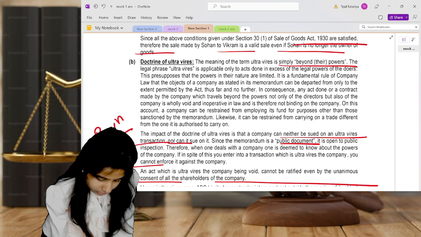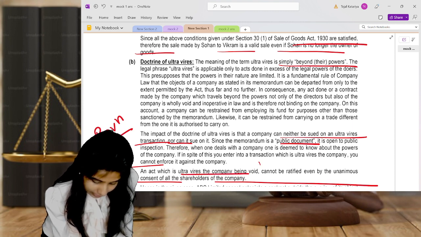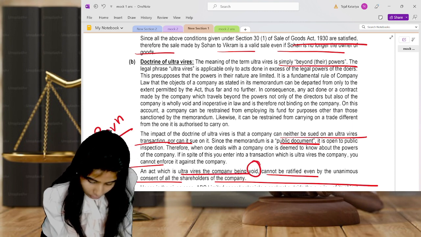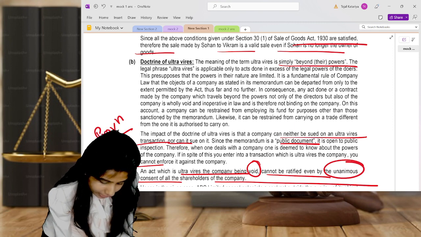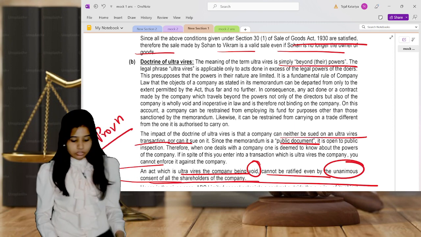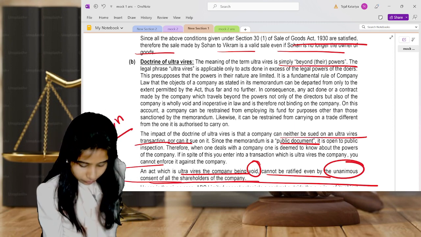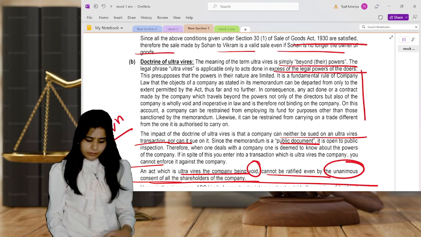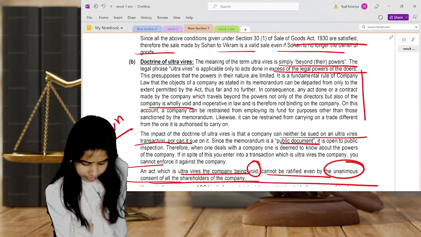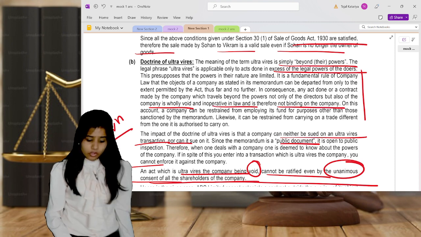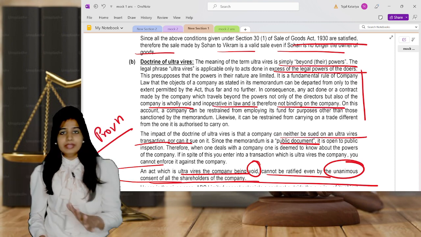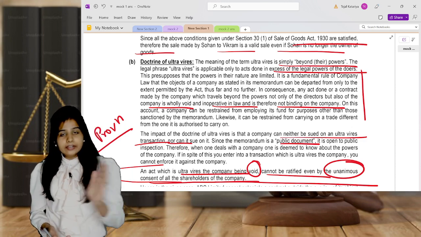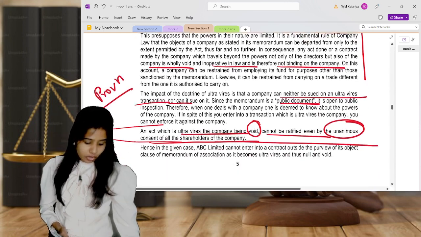So all the ultra vires acts are always void acts and cannot be ratified even by the unanimous consent of all the shareholders. So these are 4 lines which were very, very important. Along with that, if you want to write any 1 or 2 lines from this, that this is void, inoperative in law, and not binding on the company, you can write these 4-5 lines only and only. Don't write copy paste kind of a thing in your exam.